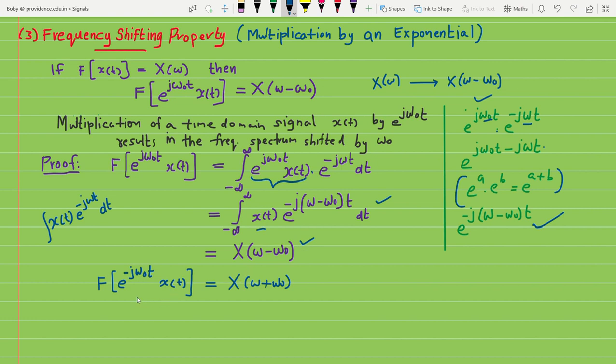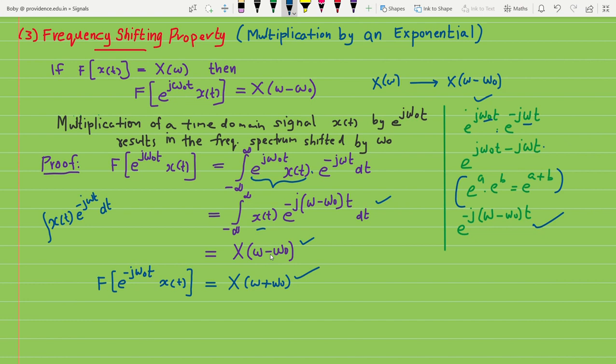Similarly, if you are multiplying x of t by e raised to minus j omega 0 t and finding the Fourier transform, then the result will be X of omega plus omega 0. So if we are multiplying the signal x of t by e raised to j omega 0 t, the result will be X of omega minus omega 0. If you are multiplying x of t by e raised to minus j omega 0 t, the result will be X of omega plus omega 0.